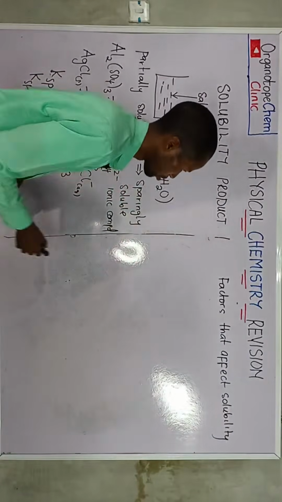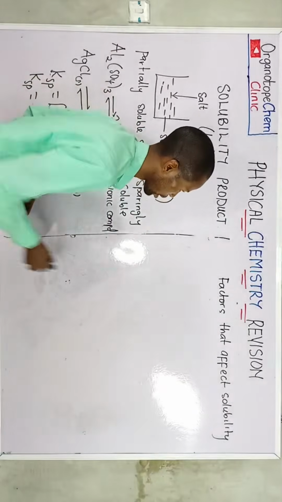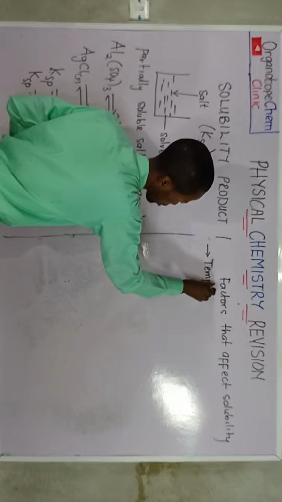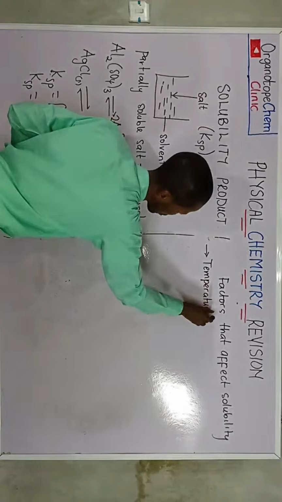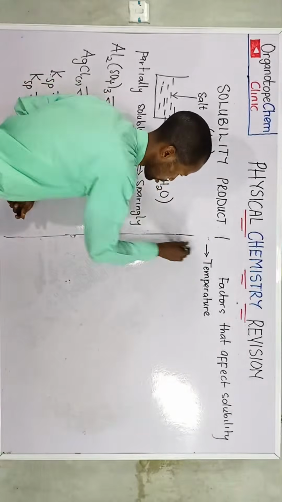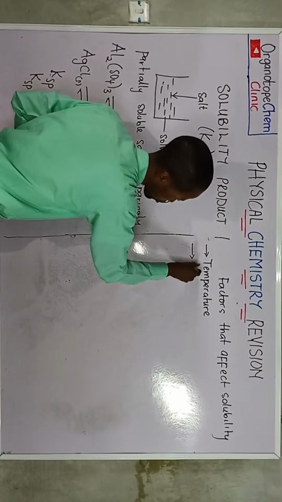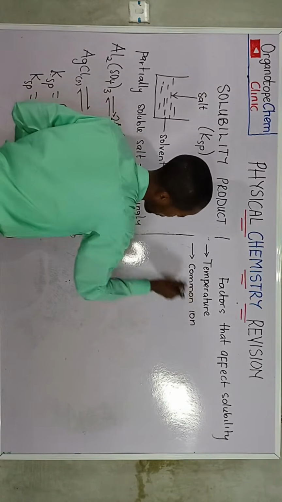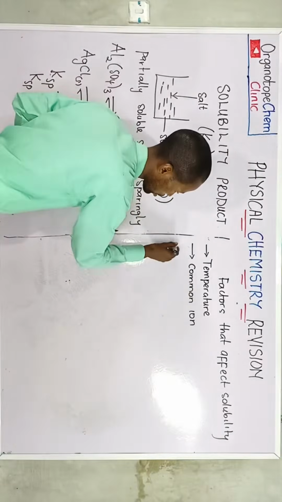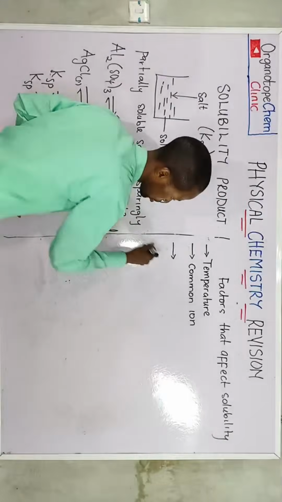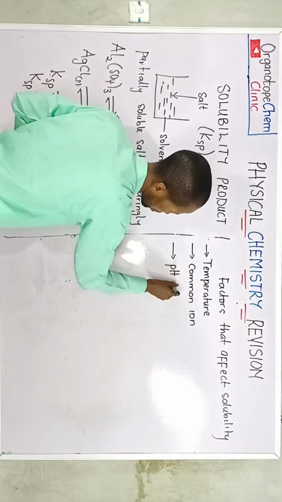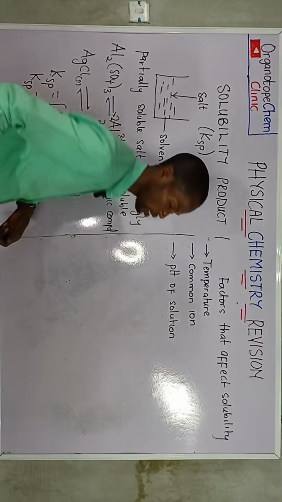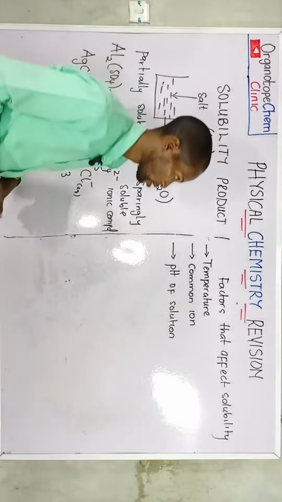Okay? So the first factor that we are going to consider is temperature. Temperature affects solubility. Is that okay? The next factor is common ion. Common ion affects solubility. I'm going to explain this. Also, the pH of solution also affects solubility.